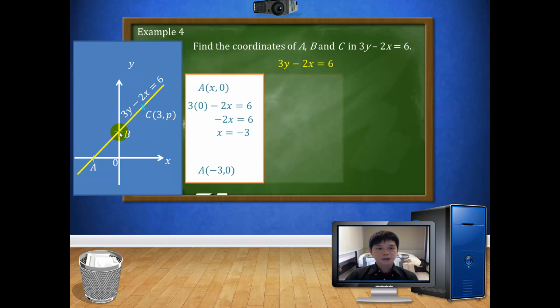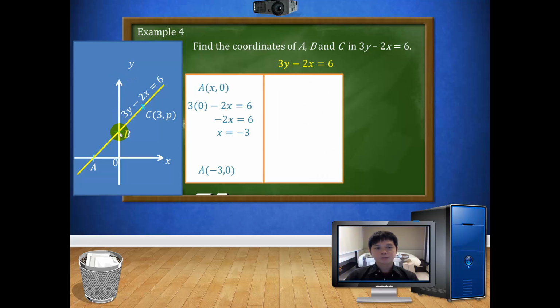To find the coordinates of B, we shall now let the coordinates of B be 0, y. And we will substitute this value into the equation here. And we will get 3y minus 2 multiplied by 0 equals 6. And therefore, 3y equals 6. And finally, y equals 2. And the coordinates of B will be 0, 2.